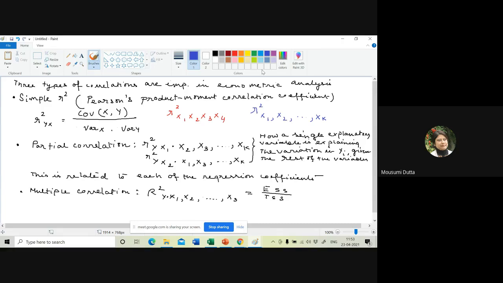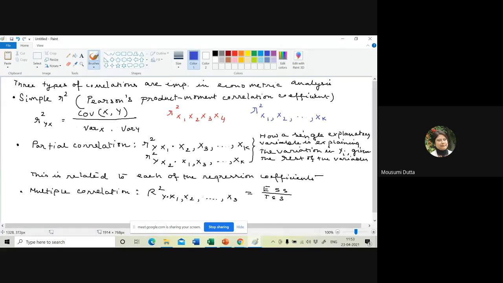So if I calculate the simple correlation between y and x, that will be equivalent to calculating partial, because here I do not have a given set of variables. I have only one y and one x. Okay, so this is the idea. In case of simple correlation, the thing is different, Rajdeep.